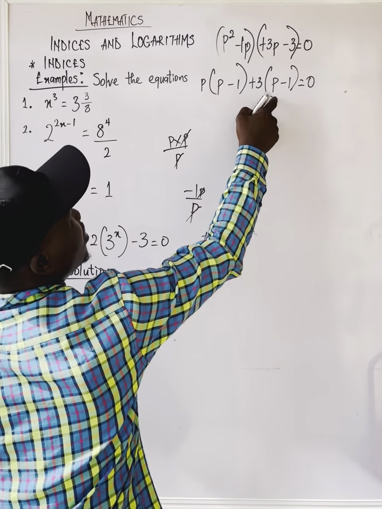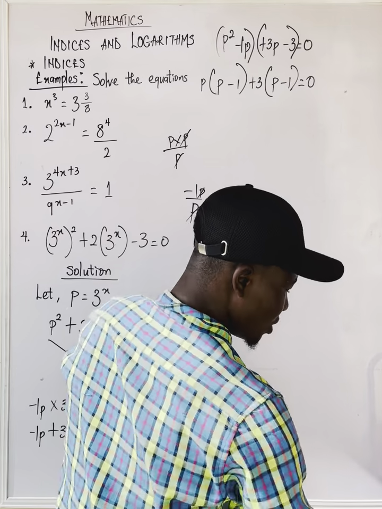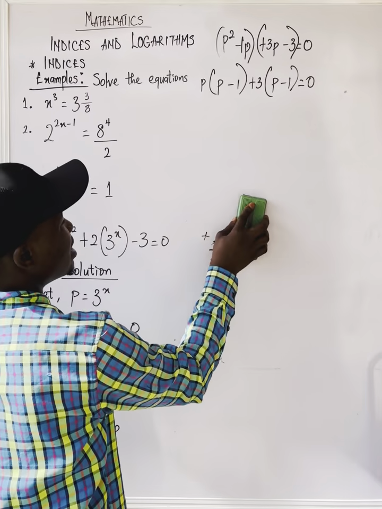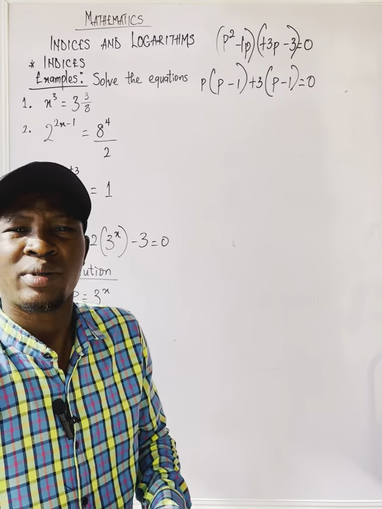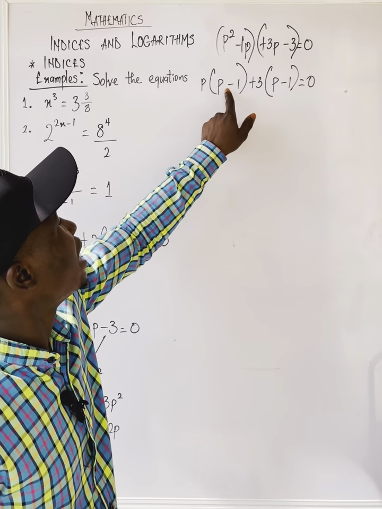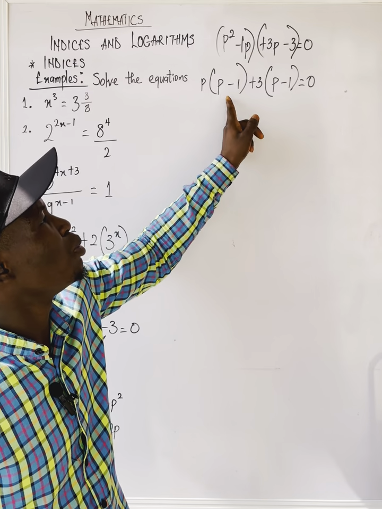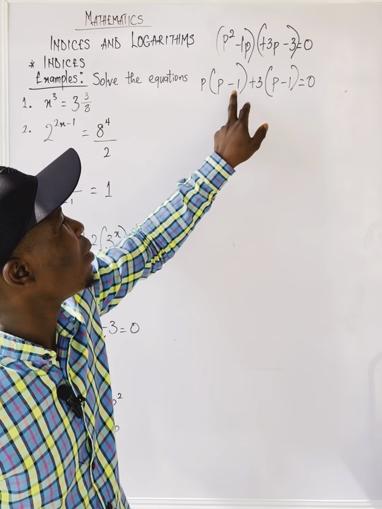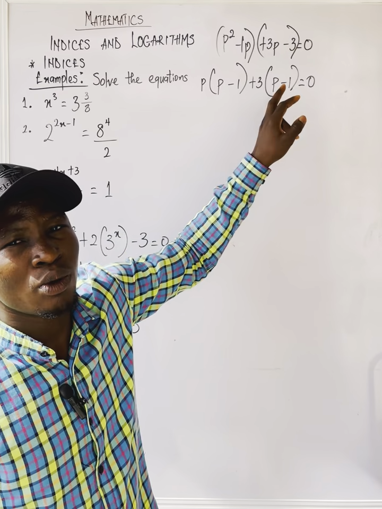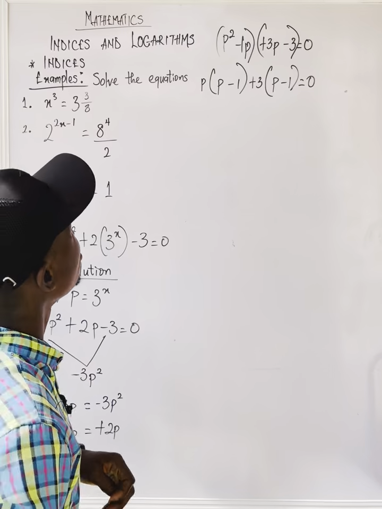Now, you see that the bracket is the same. If the signs in the bracket are different, you are wrong somewhere. The bracket must be the same. Here must be p minus 1, p minus 1. If it is p plus 1, it must be p plus 1. So if here is p minus 1 and here is p plus 1, you are wrong somewhere. Do you understand?